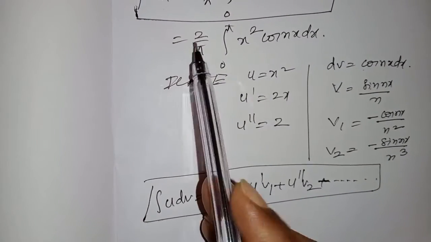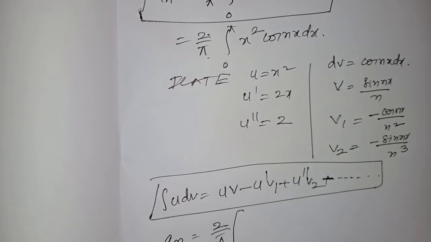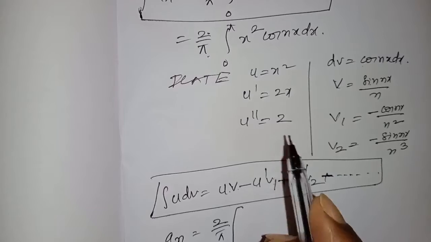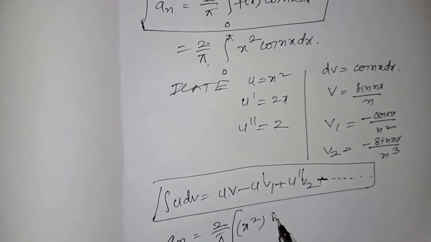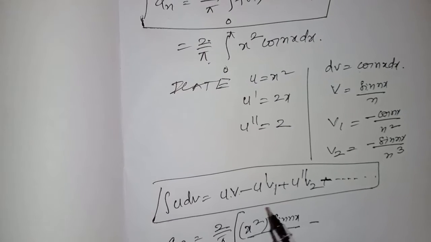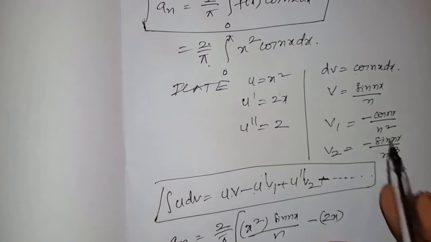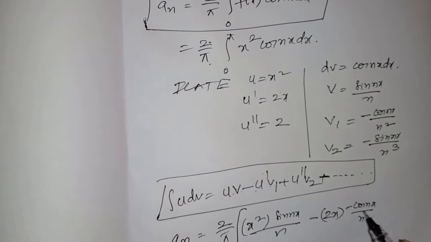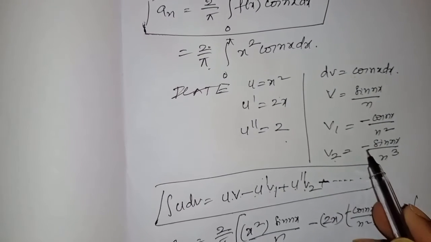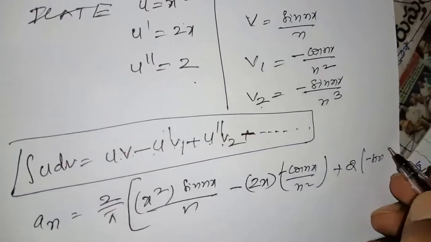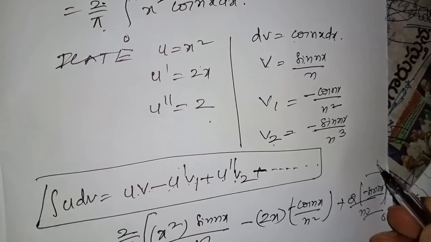Substitute in the formula. Before that, this is multiplied by 2 by pi and the limits. So an is equal to 2 by pi whole into, now substitute those values in the formula. U is x square into v value, sin nx by n, minus u dash value, which is 2x, into v1 value, minus cos nx by n square. The next, plus u double dash, which is 2, into v2 value, negative sin nx by n cube. The limits are 0 to pi.